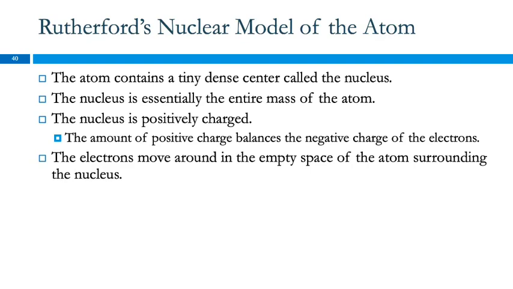So Rutherford's nuclear model of the atom has a tiny dense center called the nucleus. The nucleus is essentially the entire mass of the atom. The nucleus is positively charged. The amount of positive charge in the nucleus balances the negative charge of the electrons outside the nucleus. This is review. The electrons then move around in the empty space of the atom surrounding the nucleus, and this chapter is about what the electrons are doing in that empty space.